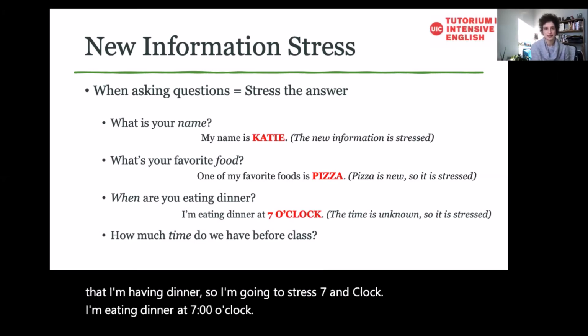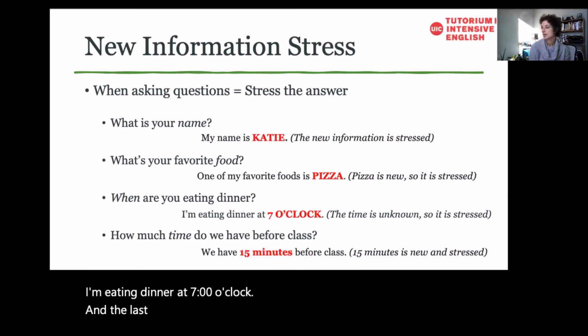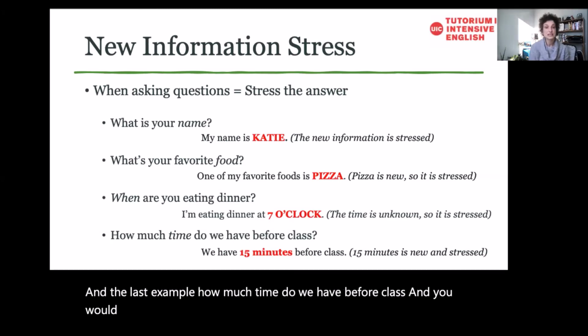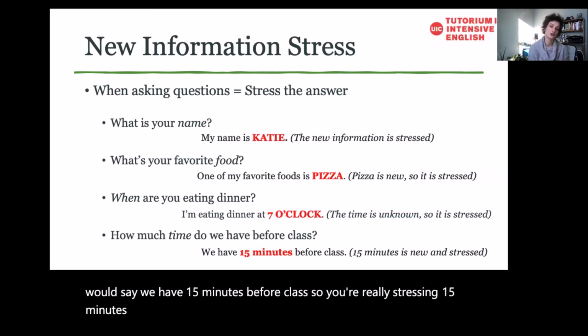And the last example, how much time do we have before class? And you would say, we have 15 minutes before class. So you're really stressing "15 minutes before class." That is our new information, so it receives the most stress.